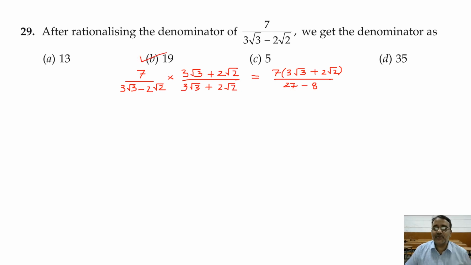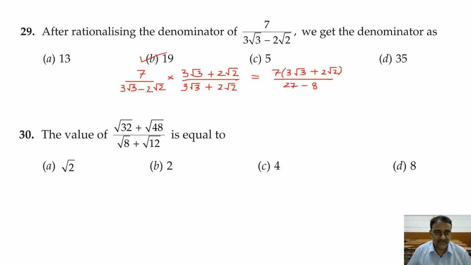So now we are moving toward the last question of today's session, 30th question. The value of root 32 plus root 48 upon root 8 plus root 12 is equal to dash. Right. अभी देखो ध्यान से, इसको मैं simplify कर रहा हूँ. Root 32 we can write as 16 into 2. That means it is 4 root 2. And root 48 we can write as 16 into 3. That means it is 4 root 3.